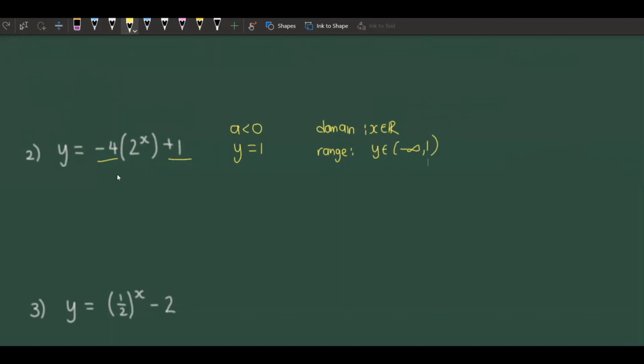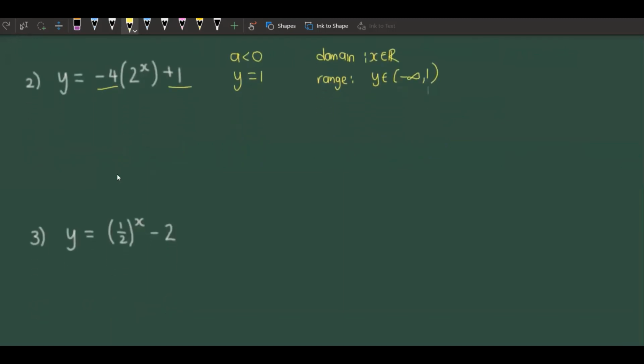One more example. So here again, our a value is 1 and it is positive, and our asymptote is y is equal to negative 2. So our domain, by now you should know this well, is x is an element of real numbers, and our range would be for the positive case, which is y is an element from our asymptote negative 2 to infinity.